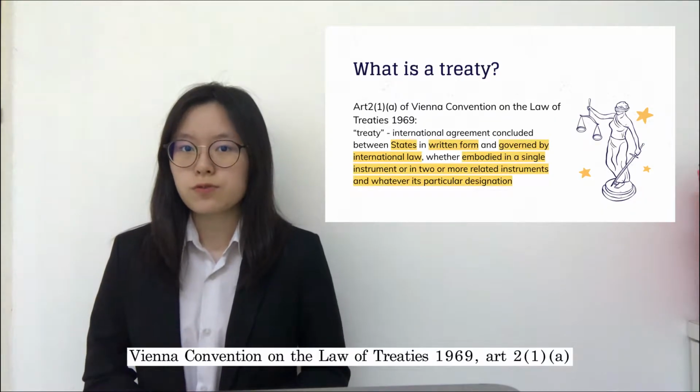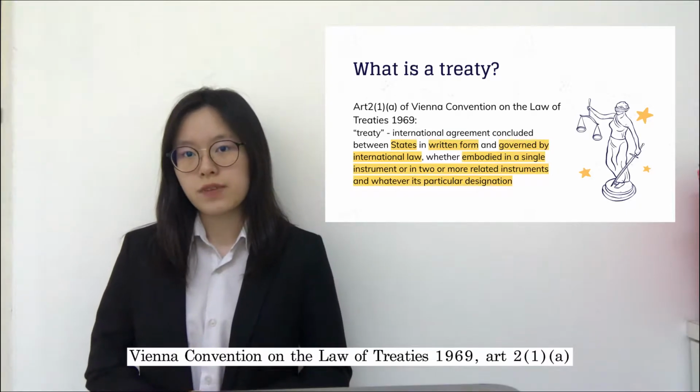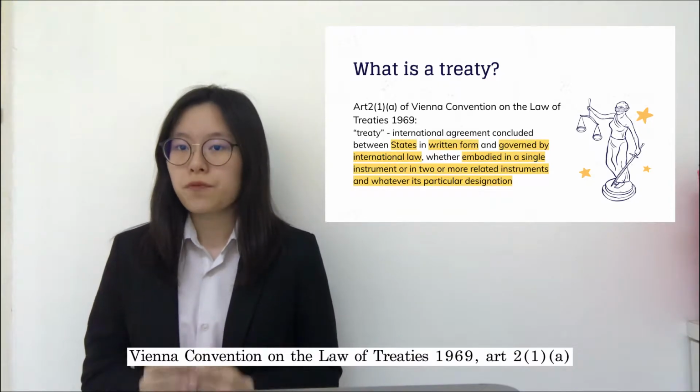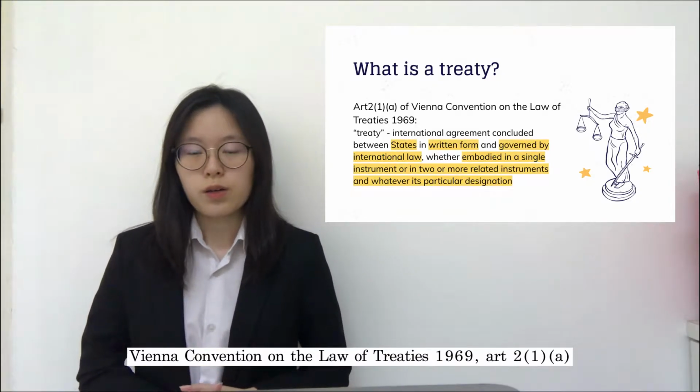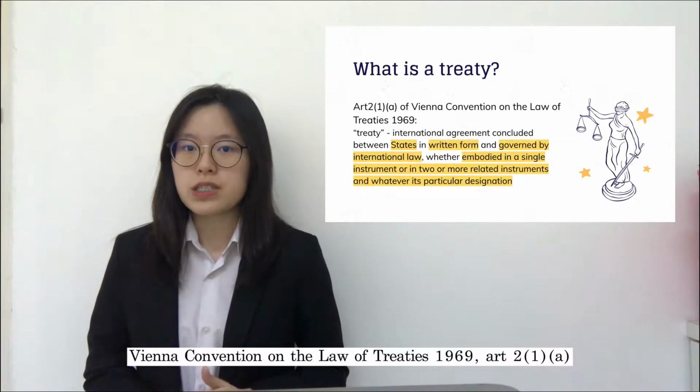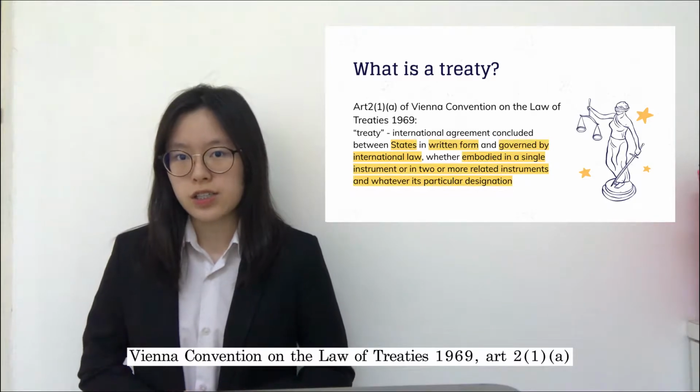According to Article 2, Clause 1, Paragraph A of the Vienna Convention on the Law of Treaties, a treaty means an international agreement concluded between states in written form and governed by international law, whether embodied in a single instrument or in two or more related instruments, and whatever its particular designation. Treaties can be categorized into lawmaking treaties and treaty contracts, the former having a universal effect in its application, and the latter only applying to fewer states.